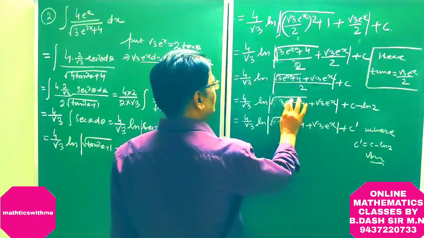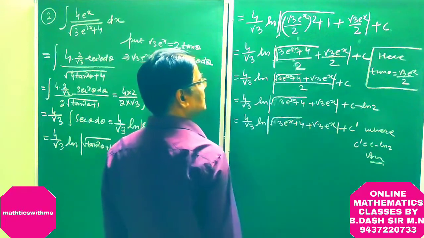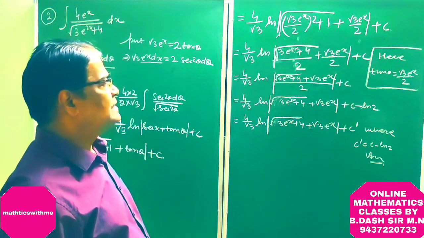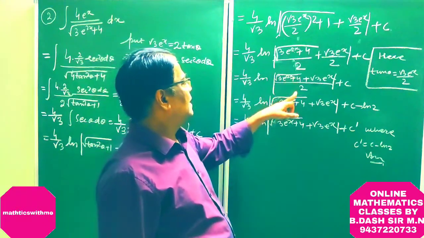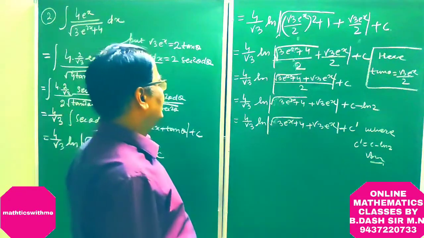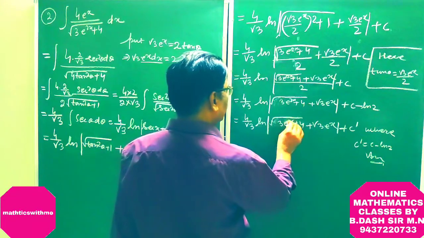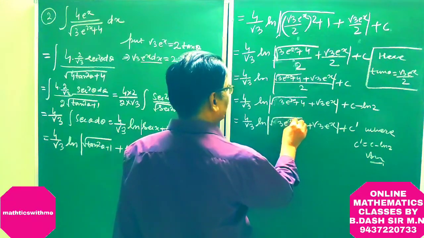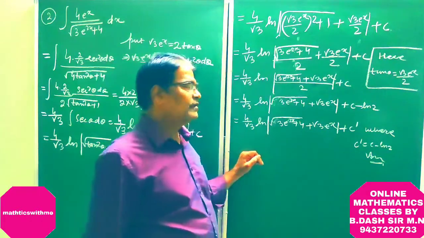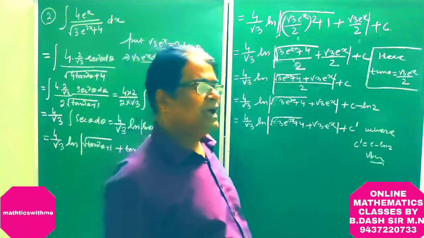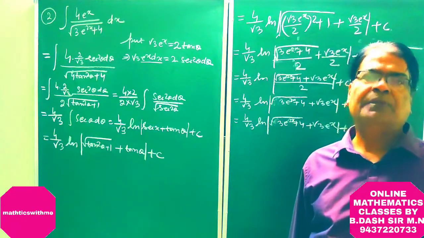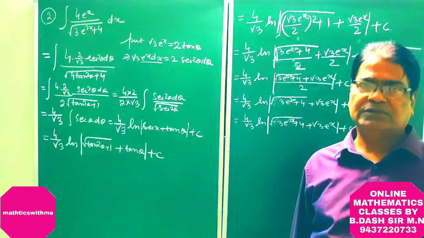This is (3 e to the power 2x plus 4) whole root over plus root 3 to the power x plus c minus ln 2, because ln a by b is equal to ln a minus ln b. This is equal to 4 by root 3 ln of (3 e to the power 2x plus 4) plus root 3 to the power x plus c dash, where c dash is equal to c minus ln 2. So with this, the second problem is solved. Let us proceed to solve the next question.